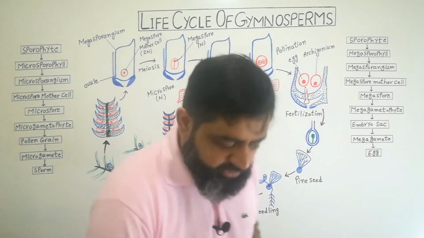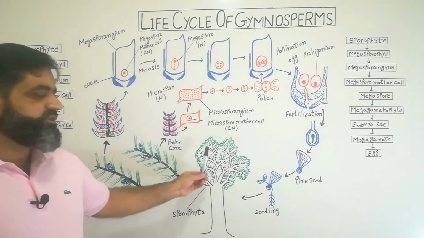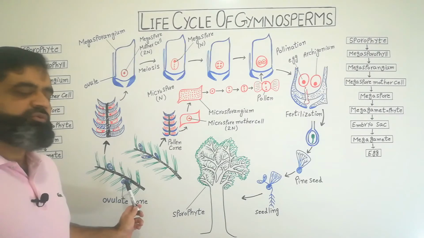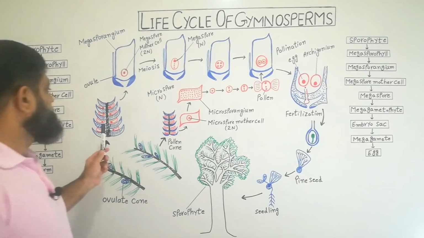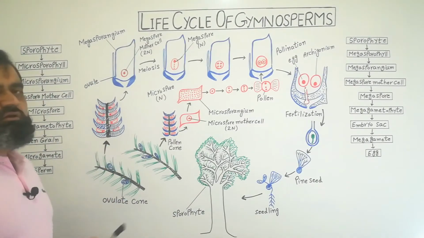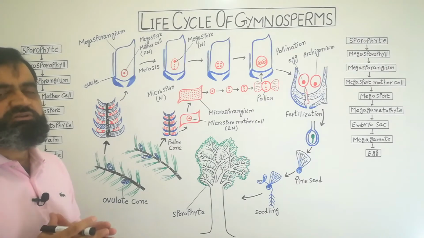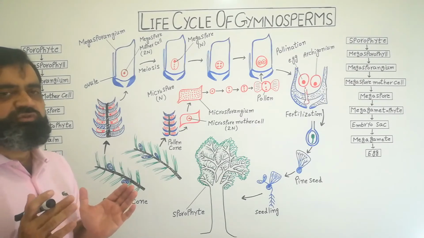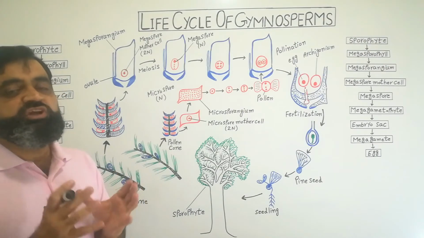Now let's move on to the female part. Again, this is a sporophyte, another branch which bears the ovulate cone, the female cone. I have taken out one cone over here. This is a female cone. The female cone also contains sporophylls, which are known as megasporophylls. These megasporophylls bear sporangia, which are known as megasporangia, in the form of ovules. The female cone is usually larger than the male cone and woody in texture.